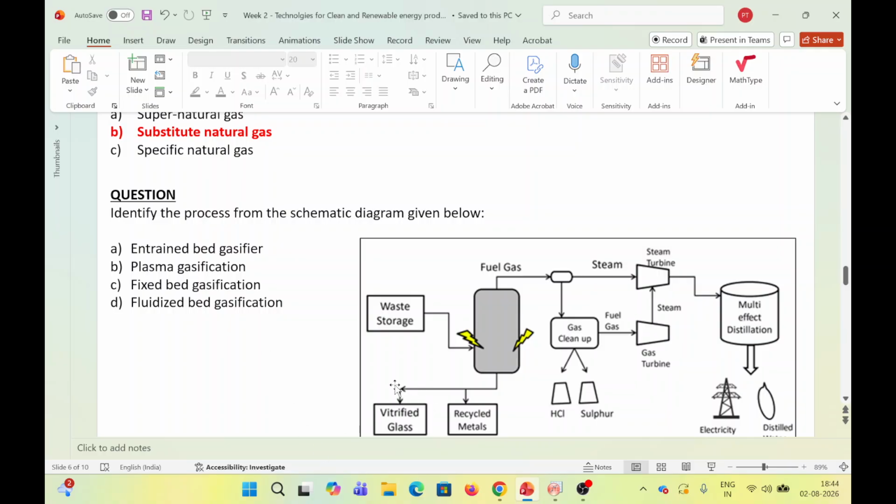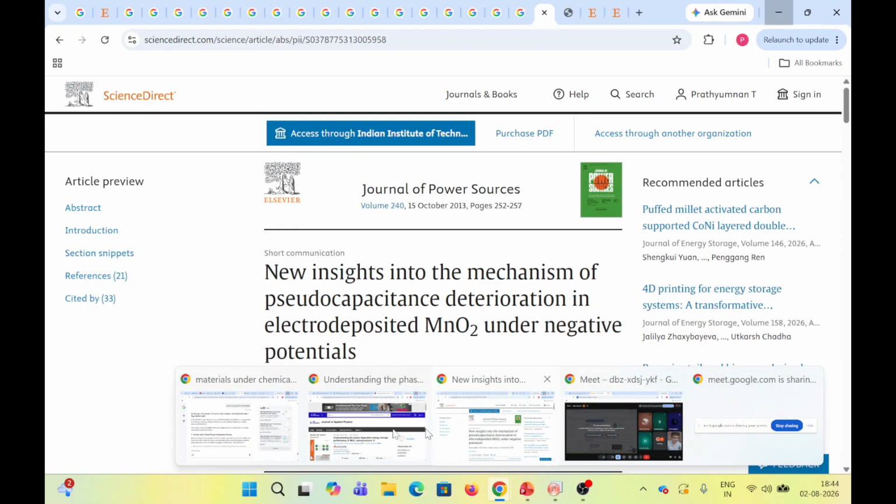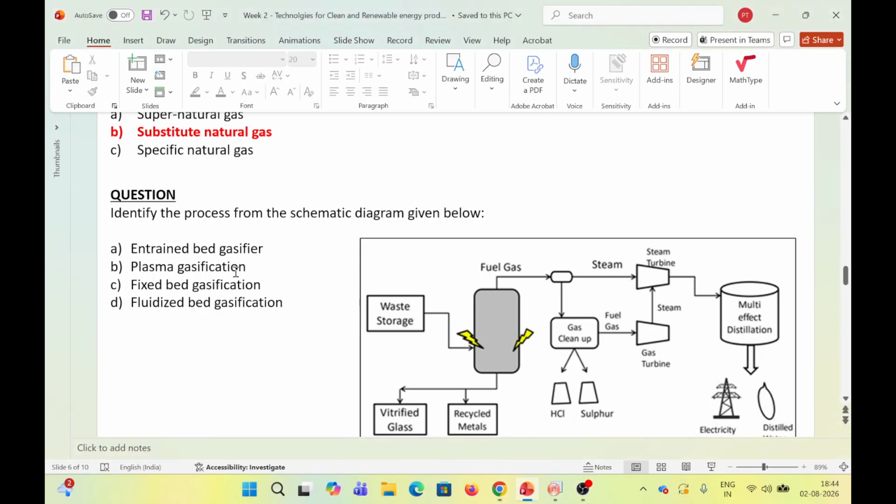So as I said, voltage is applied to basically create an electric arc, and that creates a spark, because of which electric arc generation actually generates temperature, and that temperature is basically used for burning of the coal. So that is what it is. Sorry, this is plasma gasification.